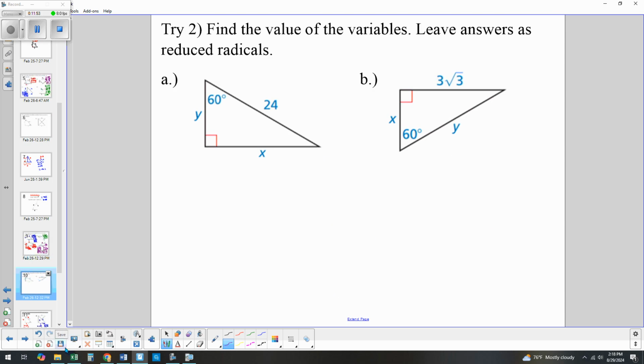So here are some problems for you to try. And the answers are posted online, but that is it for this lesson on 9.2.